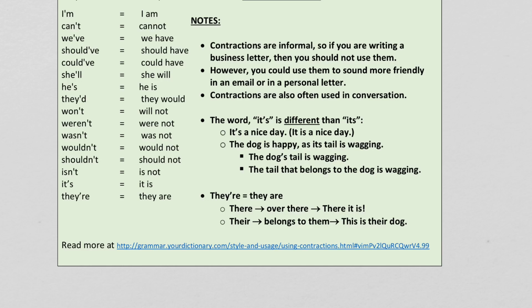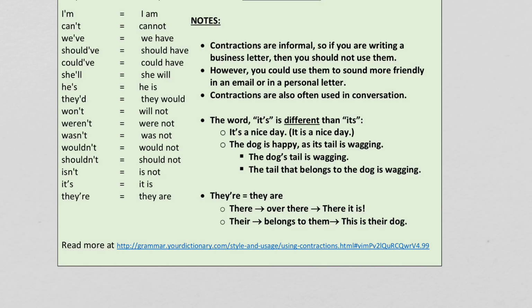Contractions are informal, so if you are writing a business letter, then you should not use them. Remember, a business letter would be to an organization that you might work for, or a situation where maybe you're applying for a job, right? So you want to make sure that you're taken seriously and that you're polite, and you want to be formal enough. So you wouldn't want to use a contraction in a business letter, but you could use contractions to sound more friendly in an email or in a personal letter.